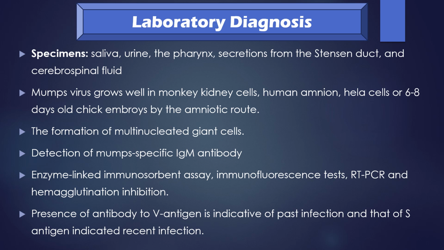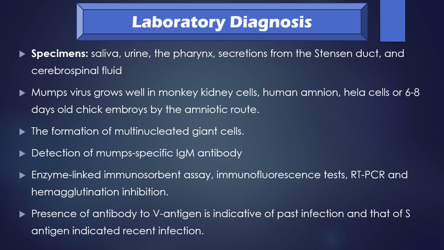Laboratory diagnosis. For viral isolation and identification, specimens need to be collected of saliva, urine, the pharynx, secretions from the Stenson duct, and the cerebrospinal fluid. The specimens should be collected within 5 days after onset of infection. Virus can be isolated from saliva for up to 4 to 5 days, CSF for about 8 to 9 days, and from urine for about 15 days after the onset of symptoms. For isolation, the specimens have to be inoculated soon after collection, as the virus is labile.